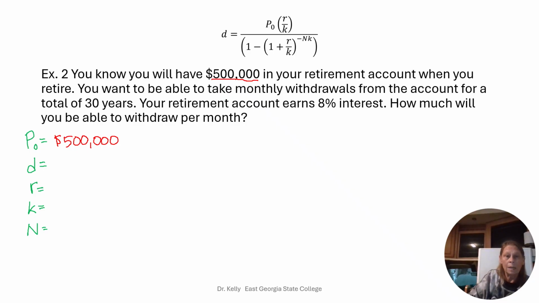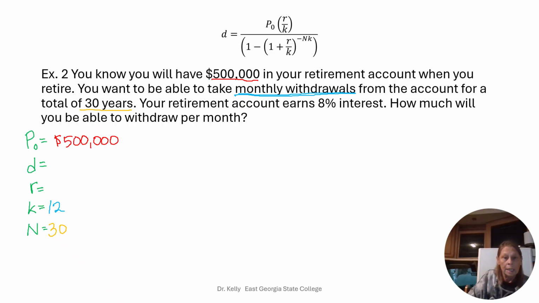And you want to make monthly withdrawals, okay? And it doesn't seem like that's important information necessarily, but that's that K. Remember, it's going to be given to you in some sort of word that relates to time. So monthly withdrawals is going to be 12, from the account for a total of 30 years. 30, right on.